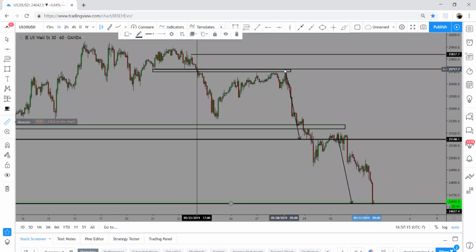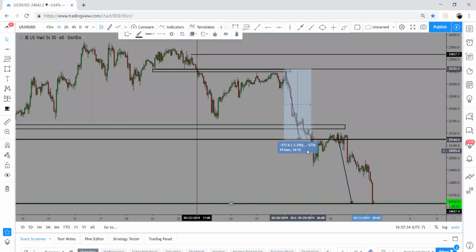So what do I mean? You catch this move down. When it breaks out, you can take the retest. You can take the retest of the measured move. This is just an added.